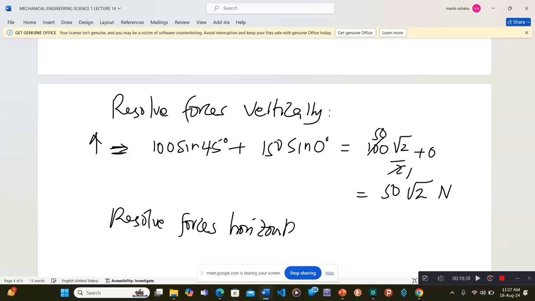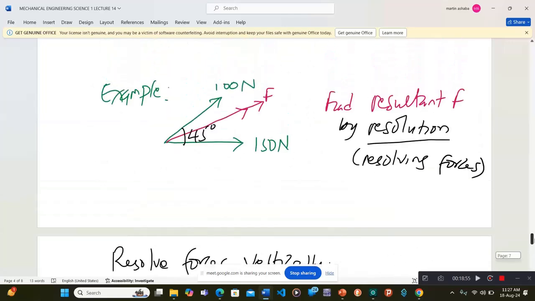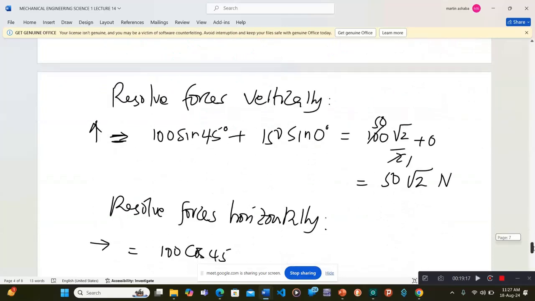Horizontally. So if I resolve forces horizontally, that means 100 will take a cos 45. See? The horizontal component of this force is as if you got this force and made it horizontal. If it is made horizontal, then it will go through a cos of 45. So you get 100 times cos 45.